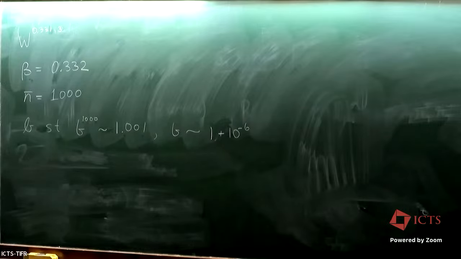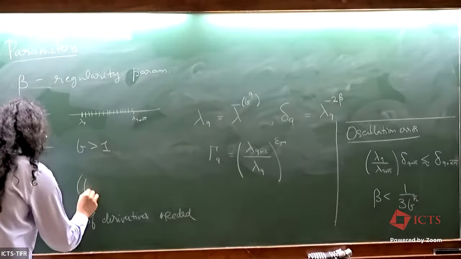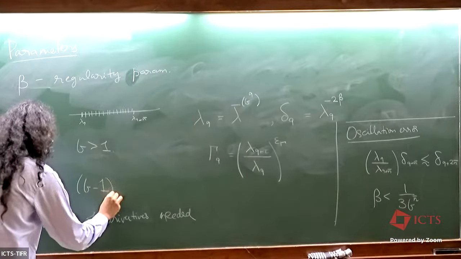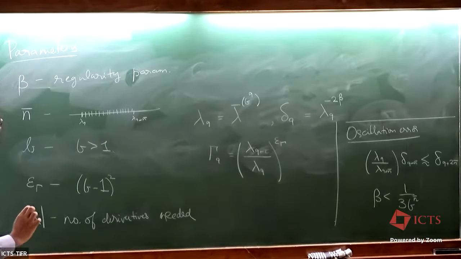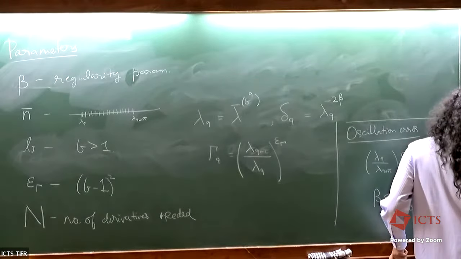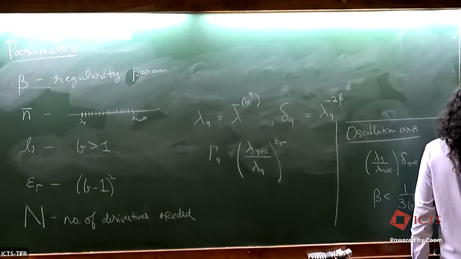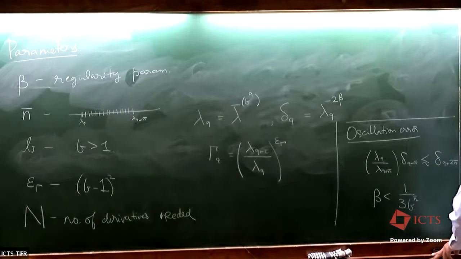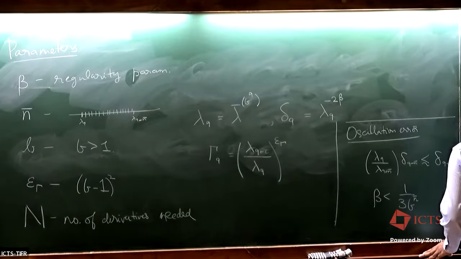I didn't tell you what this epsilon gamma is, but it should be smaller than, in fact, b minus 1 squared, for technical reasons. So this tells you that epsilon gamma is like, okay, b minus 1 is 10 to the minus 6, so here you'll have 10 to the minus 12.